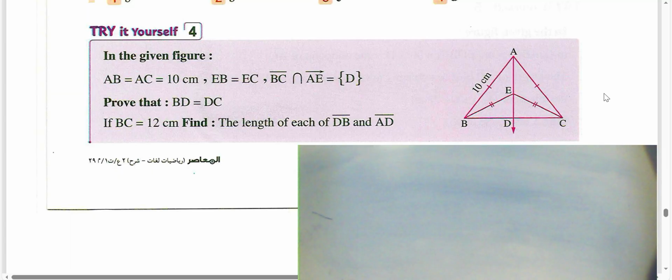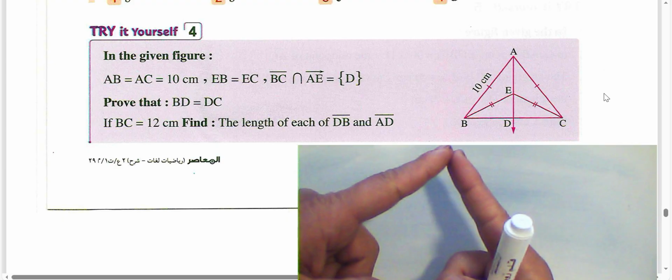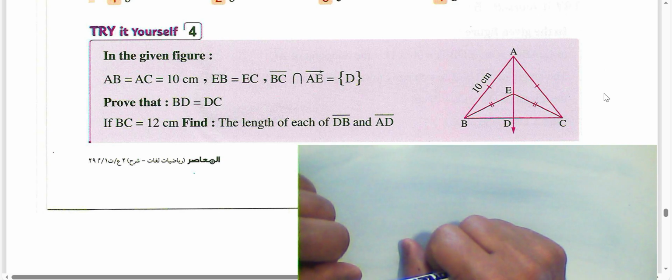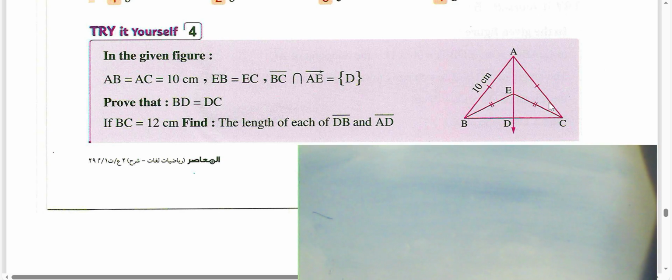Prove that the two triangles are congruent. How? He gave us this information: two straight lines are equal in the first triangle, then the measures of two angles are equivalent. The measure of angle B equals the measure of angle C. And he gave us EB. Look here, EB is also equal to AC.